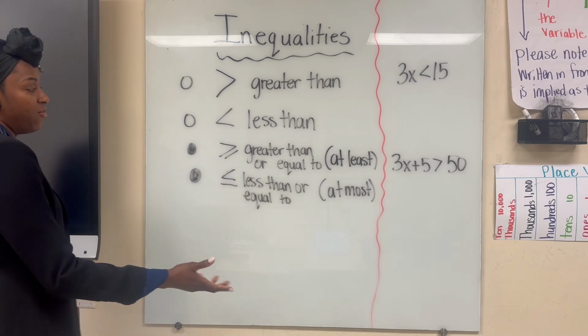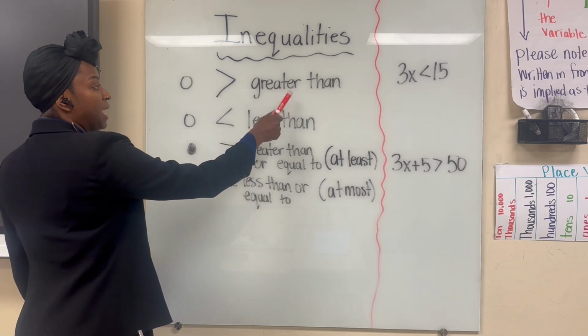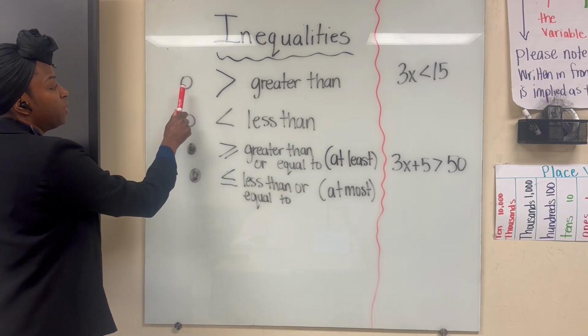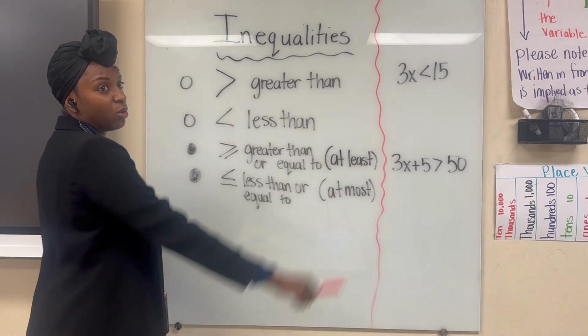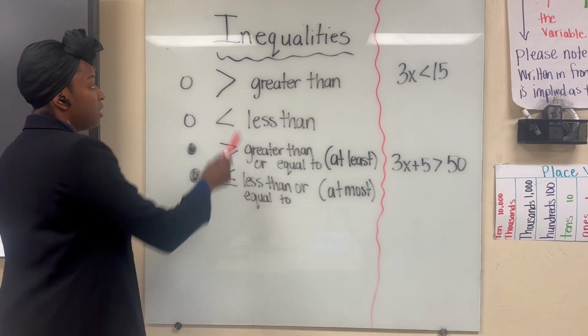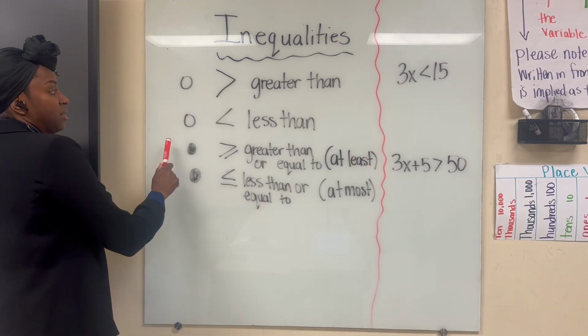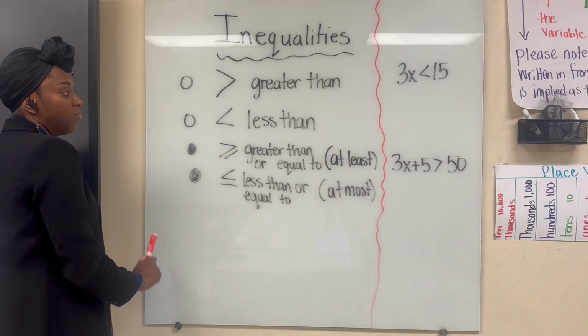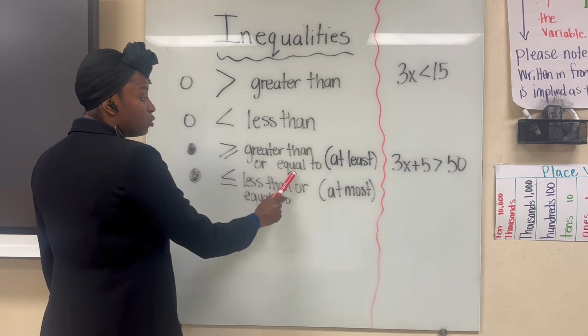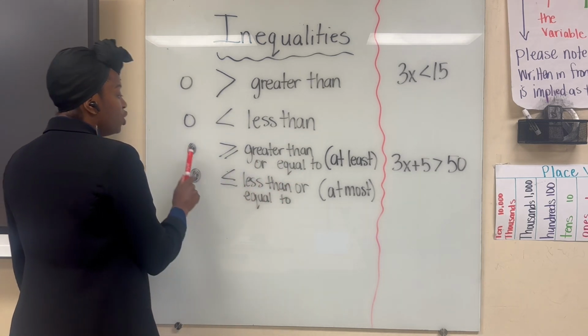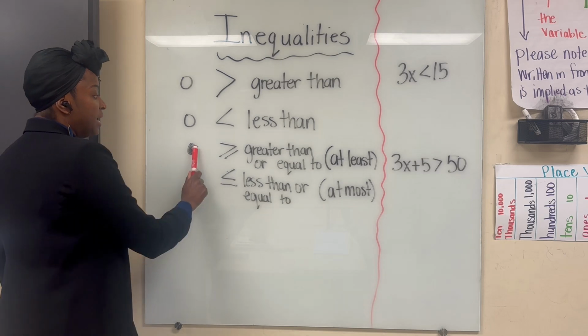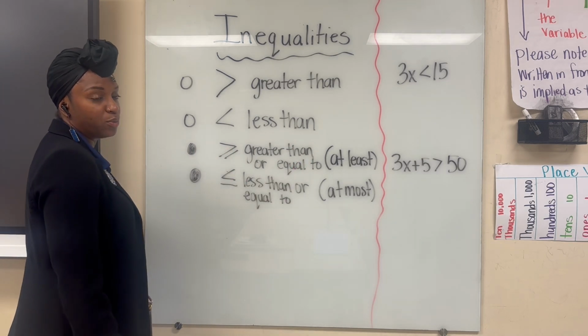If you were graphing greater than on a number line, it would have an open circle with an arrow or a ray in the direction in which the arrow was pointing. Same with less than. They're open circles. If you have greater than or equal to or less than or equal to, you would have closed circles in the direction in which the arrow is pointing.